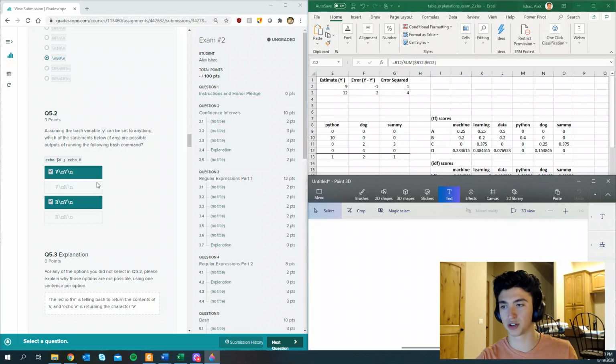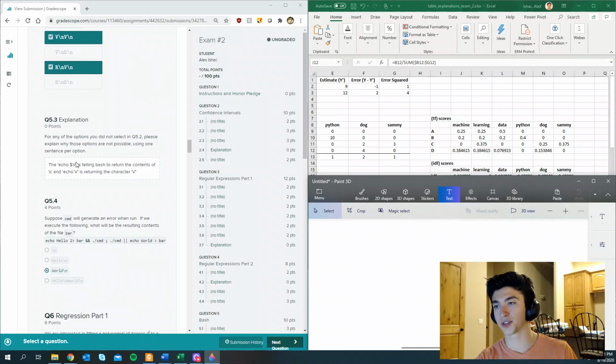So these are the 2 correct answers, and the explanation is that the second command, echo capital V, so without the $, narrows down our options immediately. Echo V without the $ prints whatever character follows the echo. In other words, only the character V can appear second in the output, which only occurs in the first and the third option. So those are our answers for 5.2.